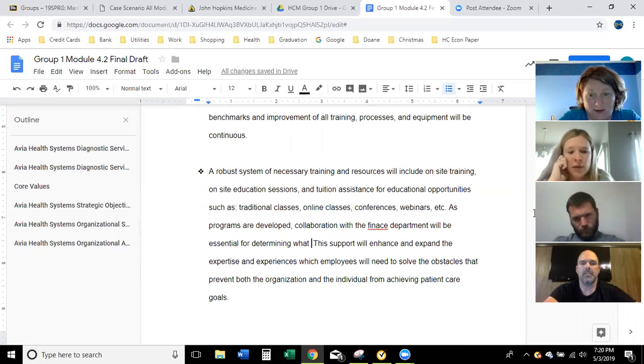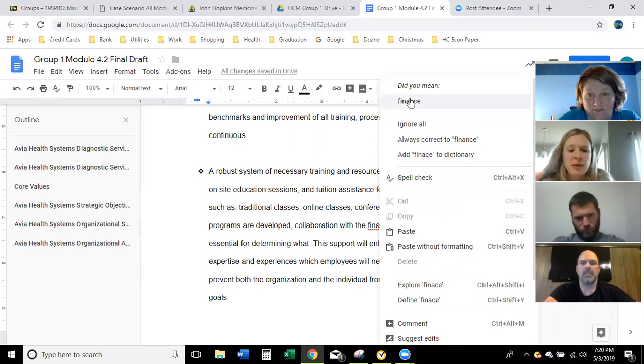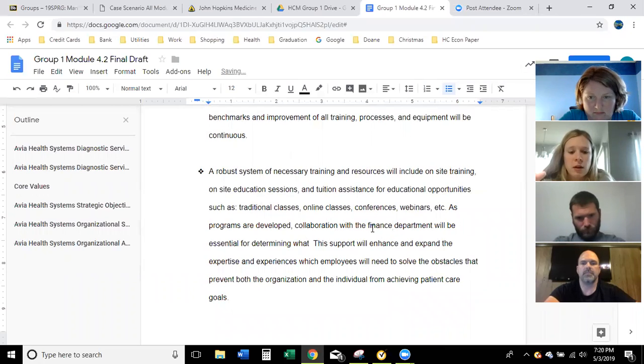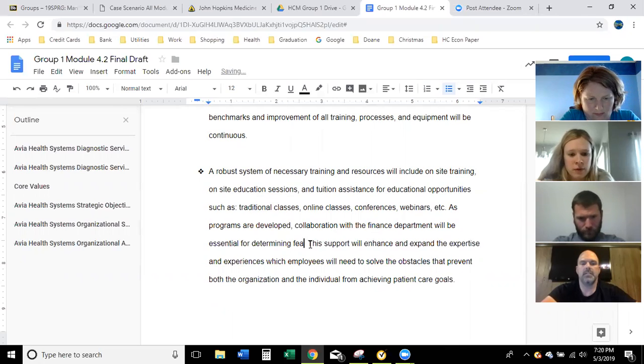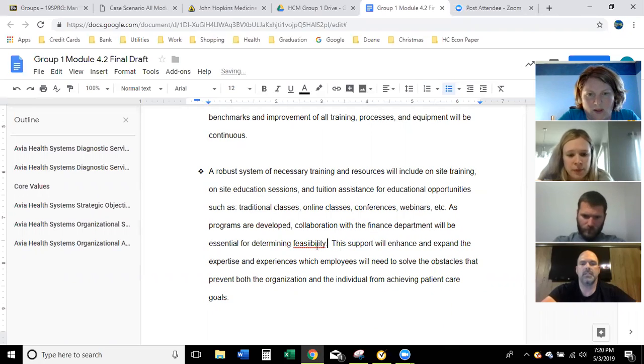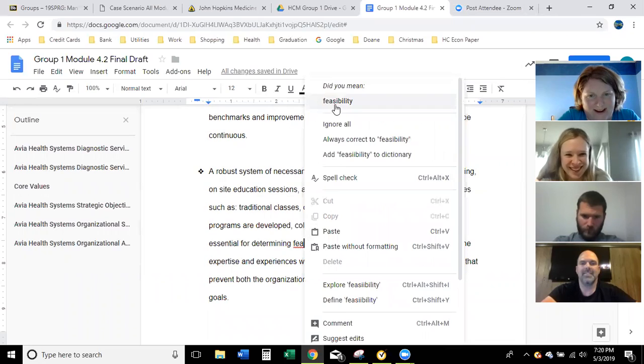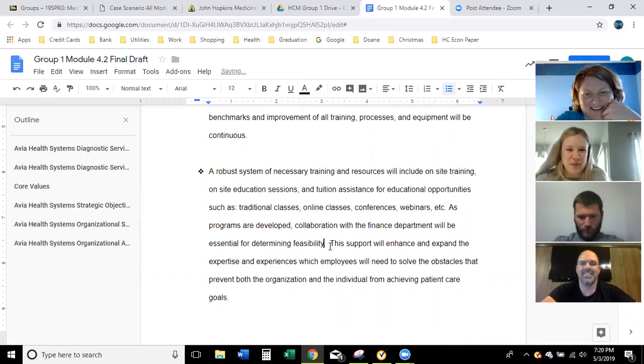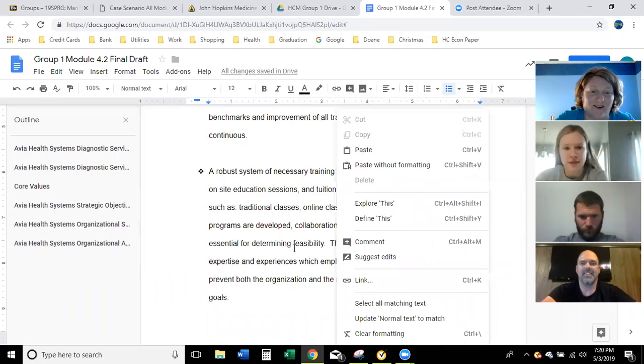Sorry, I'm lost, tell me. Determining feasibility. Perfect. That's probably wrong. That's what autocorrect checks for, right? I can read it and know it's wrong, but I don't really know how to spell it correctly.